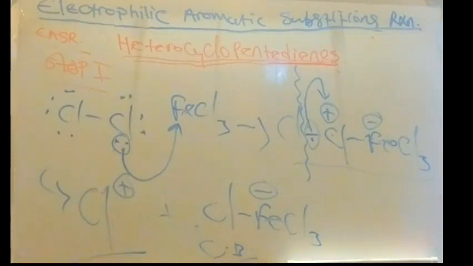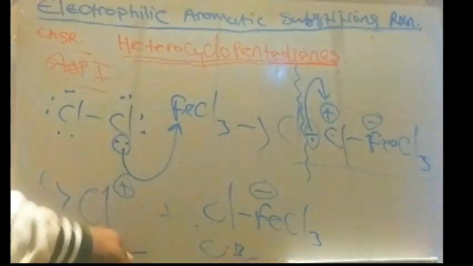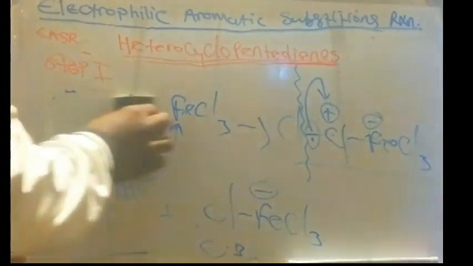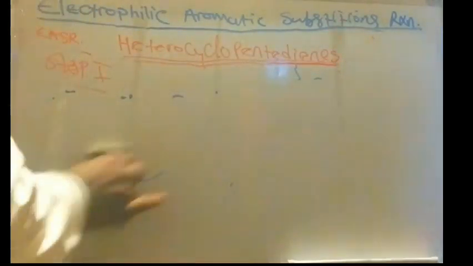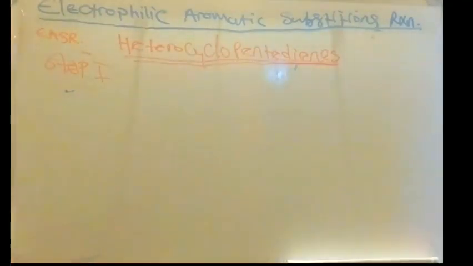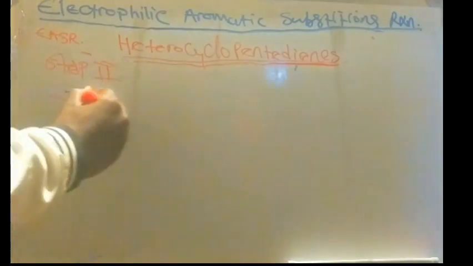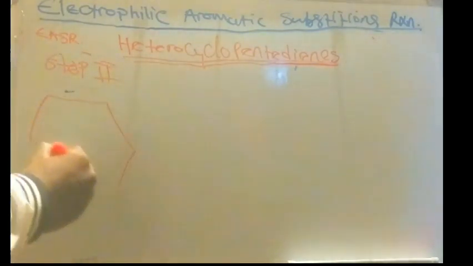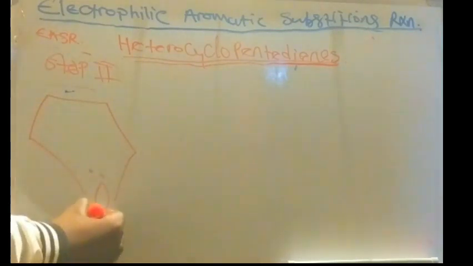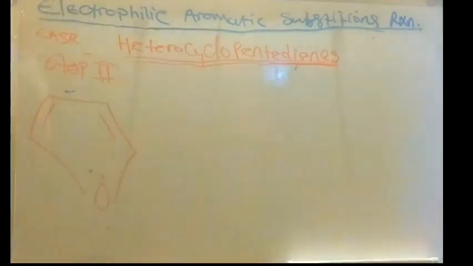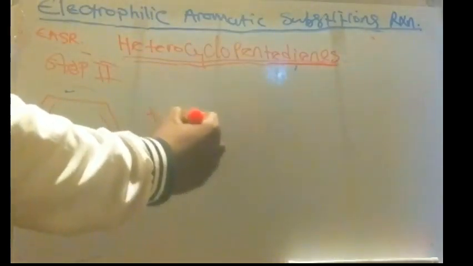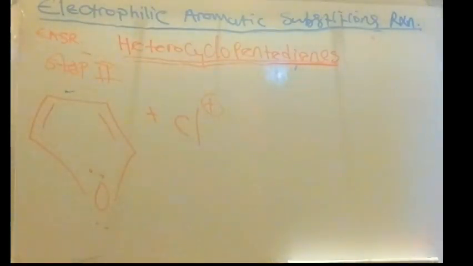So let's look at the second step, which is aromatic attack, where we use this newly generated electrophile. At this stage, we attack the aromatic ring. So the aromatic ring in our case is furan. So furan is a 5-membered heterocyclic ring. Okay. So we attack furan. So this electrophile is able to abstract the pi bonds.